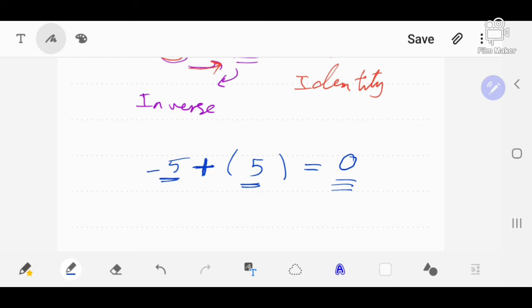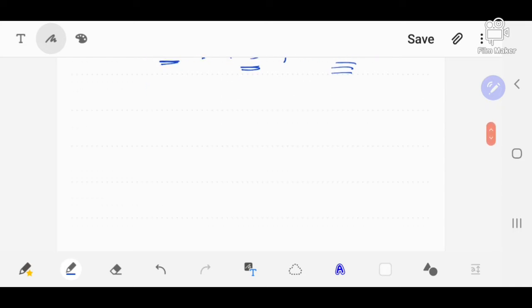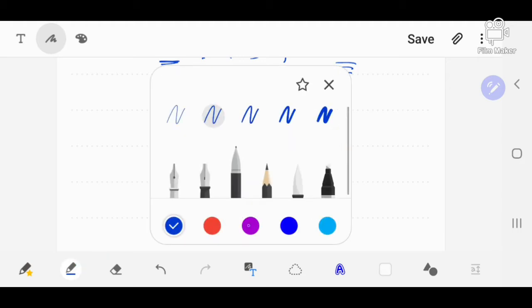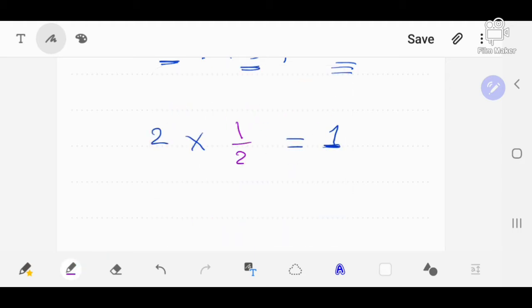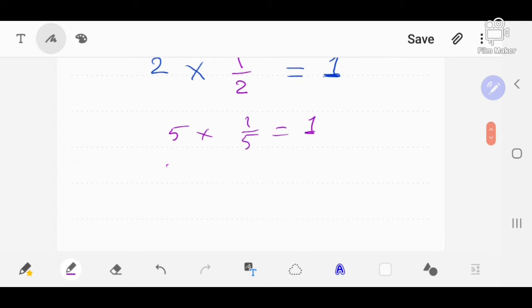What about multiplication? What's the inverse of 2? I have to ask myself, 2 times what will give me the identity of multiplication? 2 times what will give me 1? Well, the answer of that is half. So in multiplication, the inverse is the reciprocal of the number. So 2 times half will give you 1. Another example, let's say 5. 5 times what? Times 1 over 5, because that will give you 1. Let's say 2 over 3. 2 over 3 times the reciprocal, 3 over 2, which will give you 1.